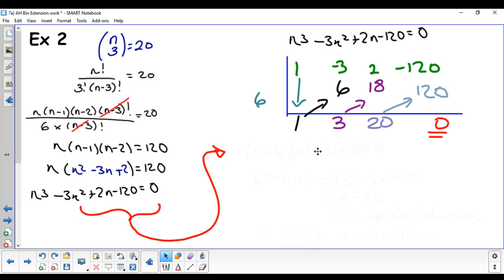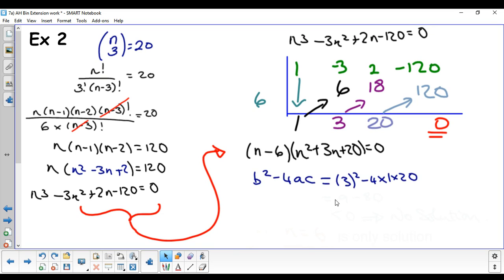I could write n equals 6 is a solution because it has a remainder of 0. So n minus 6 is a factor, but I'm just going straight to this. So it's n take 6 times n squared plus 3n plus 20. As there's no negatives, I've got no idea how I'm going to get a 3 in the middle. So I'm going to try out b squared minus 4ac. And what I find is I'll get 9 minus 80, which is negative. So I don't need to find the answer.